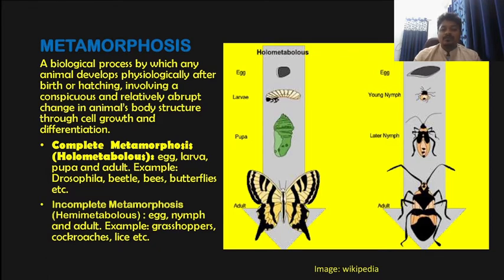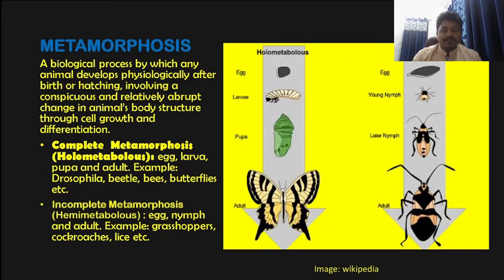In incomplete metamorphosis, you can see in this picture on the right that there is no larval form in this life cycle. But in the picture on the left, in the holometabolous process, there are four distinct stages of life form. One is the egg, then the egg becomes the larva, the larva becomes the pupa, and the pupa becomes the adult.